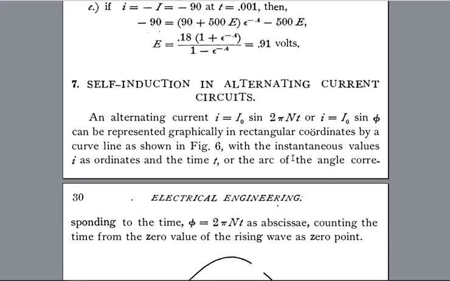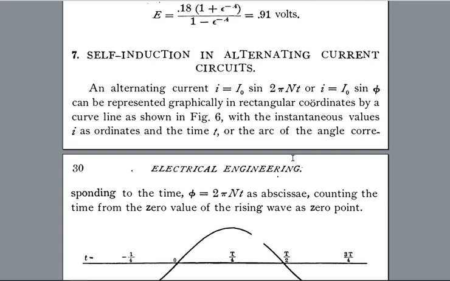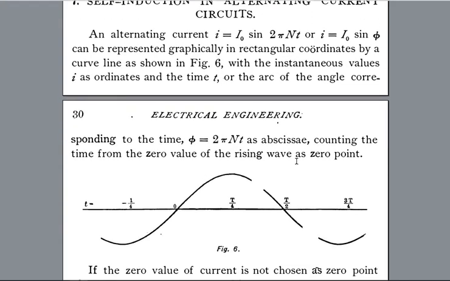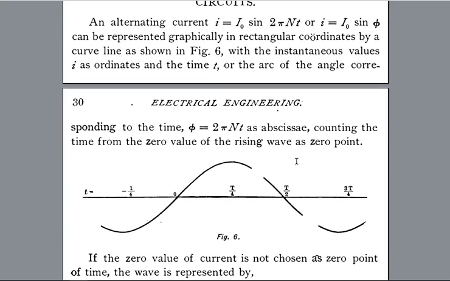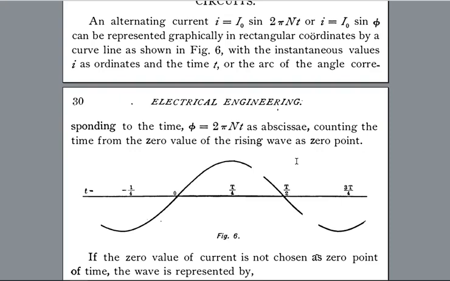Section 7. Self-induction in alternating current circuits. An alternating current I equals I naught sine 2 pi nt, or I equals I naught sine phi, can be represented graphically in rectangular coordinates by a curved line as shown in figure 6, with the instantaneous values i as ordinates and the time t, or the arc of the angle corresponding to the time, phi equals 2 pi nt, as abscissa, counting the time from the zero value of the rising wave as 0 point.